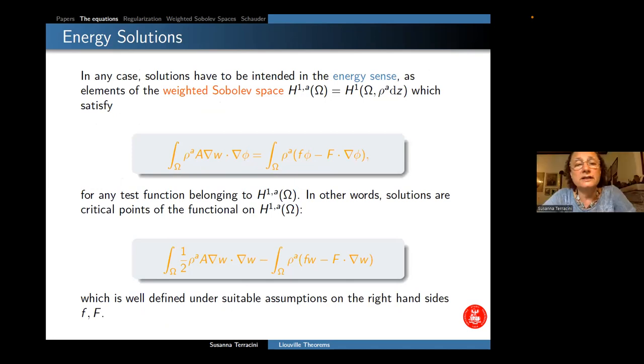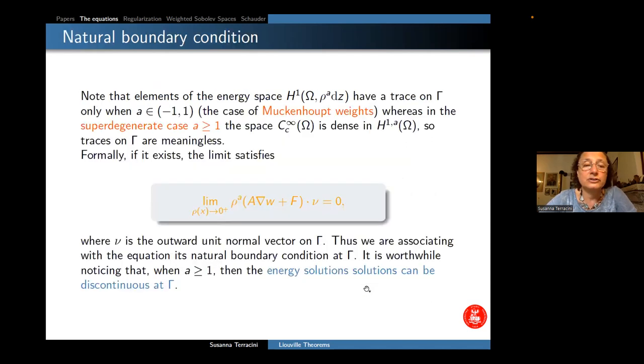Okay, what are solutions? Solutions have always to be intended in the energy sense. We consider the weighted Sobolev space where rho to the a is the weight. And a solution is a function u that satisfies this identity for all test functions in the very same Sobolev space. So solutions are in fact critical points of the functional. Please remember to have a modulus around rho in the case when gamma is in the interior of omega, and then critical points are well defined, provided that the right-hand side satisfies suitable assumptions that I will make more specific in a moment.